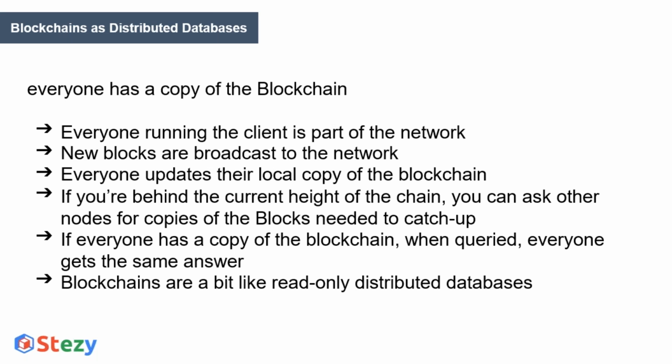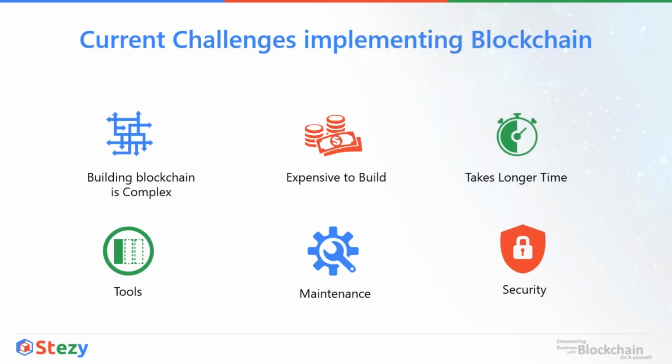So the beauty of the blockchain is everyone has the same kind of copy of what you have, right? It's like a read-only distributed database which you can talk about. So everyone running the client is part of the network, and new blocks are broadcasted to the network. So everybody knows about what particular block is currently running on the blockchain.